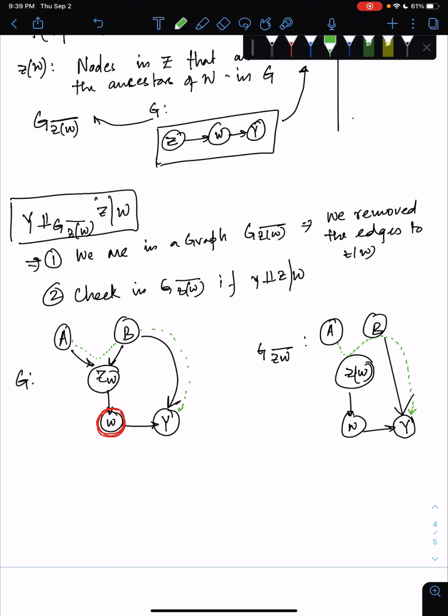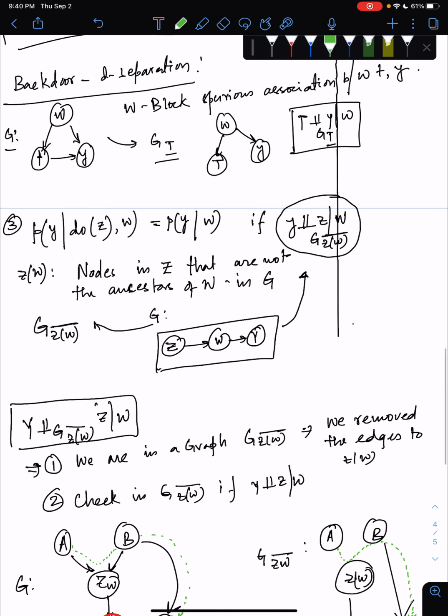ZW can't come before W, or in other words, ZW cannot be the ancestor of W. So this is the main utility of the third rule of do-calculus. Let's go once more. So we are actually in the backdoor criterion to d-separation. So if my W blocks all the spurious association between T and Y, then in the manipulated graph we can say that W d-separates T from Y.